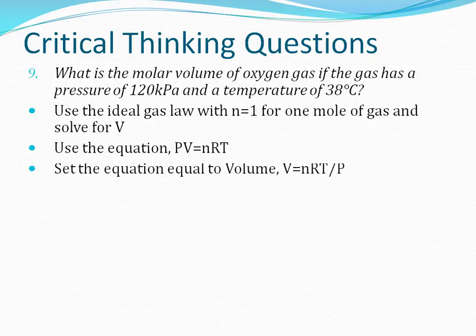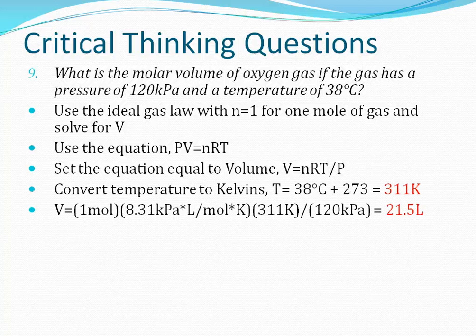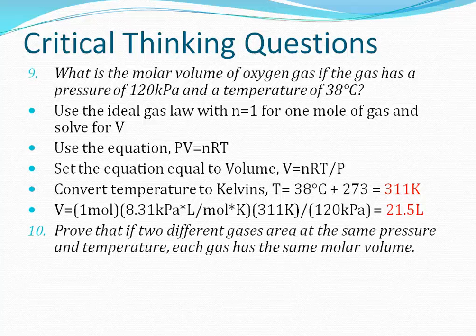You use the equation PV equals nRT. You set the equation to volume. You convert the temperature to kelvins. You plug in all of your variables to get 21.5 liters.